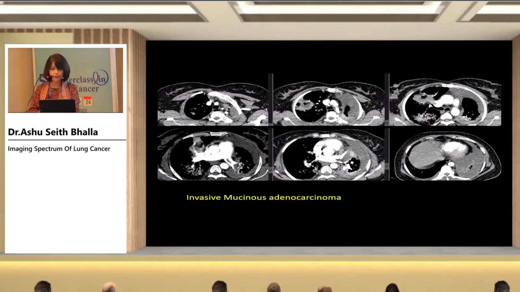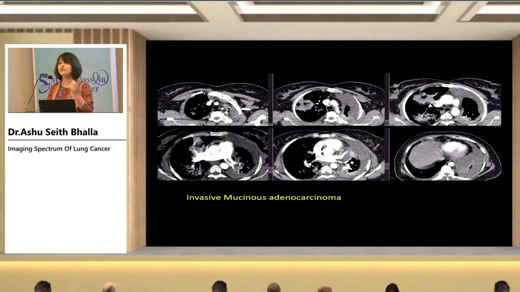This is another example of mucinous adenocarcinoma, which happens in young people more often, and several of them are non-smokers. But this patient also has a left main pulmonary artery embolism or thrombus consequent to the malignancy. So this is the next step that you can predict.